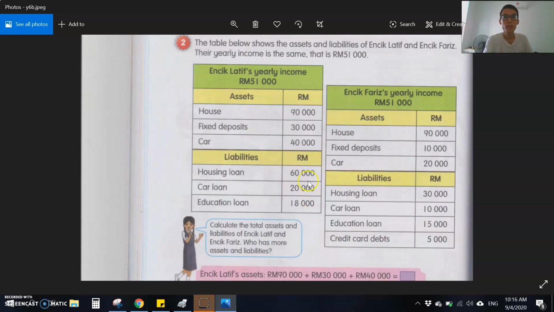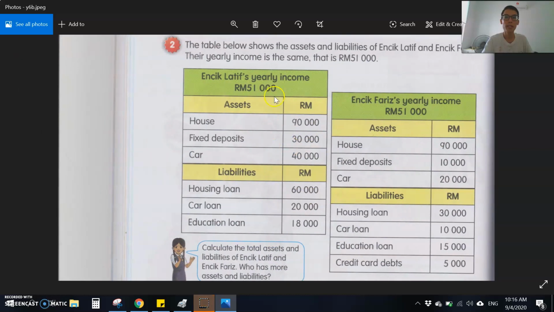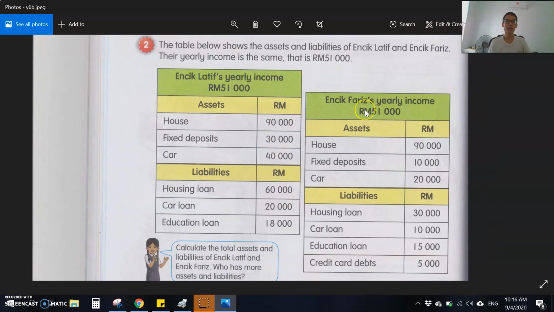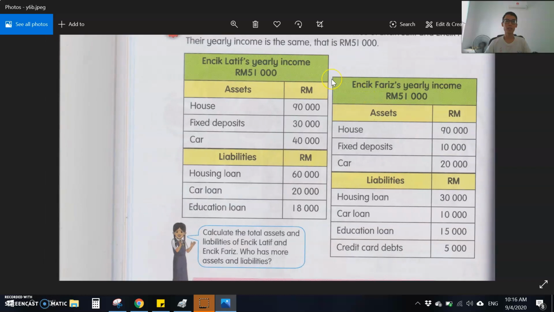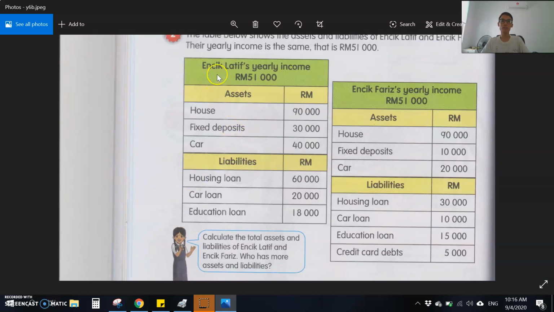Okay, the table below shows the asset and liabilities of Encik Latif and Encik Faris. Their yearly income is the same, 51,000. Okay, so ada dua jadual di sini. Yang kiri Encik Latif punya, yang kanan Encik Faris punya. Okay, dia sediakan dua kolom di sini, satu asset, satu liability. So tengok Encik Latif dulu.